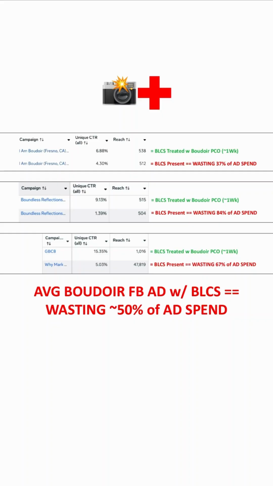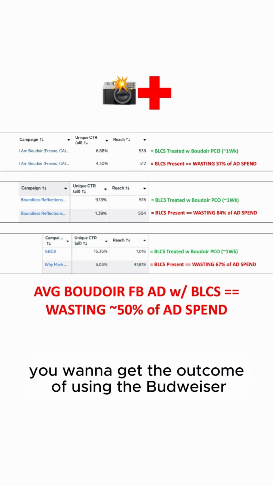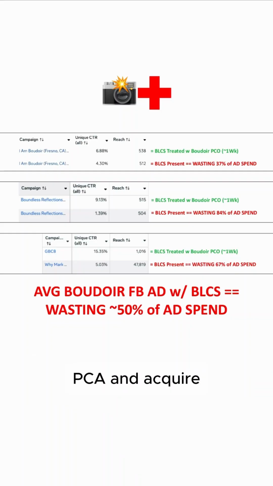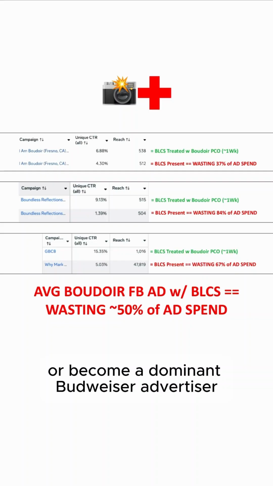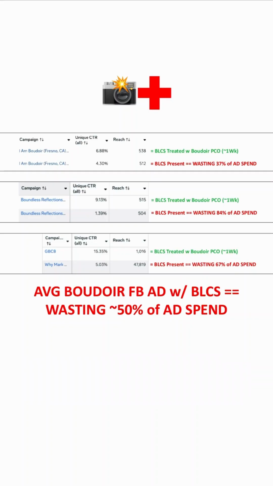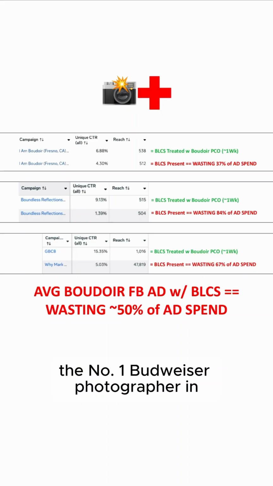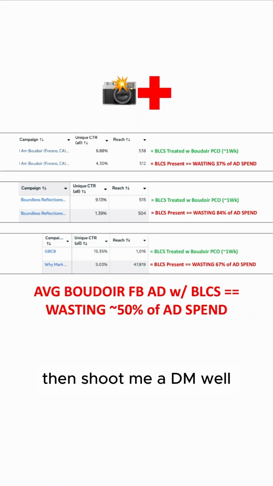If you want to get the outcome of using the Boudoir Pico treatment, achieve pre-click alignment, PCA, and become a dominant Boudoir advertiser with Boudoir Brain Entry Boost, so that you can be on your way to being the number one boudoir photographer in your city, then shoot me a DM.